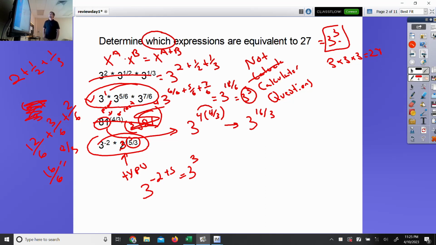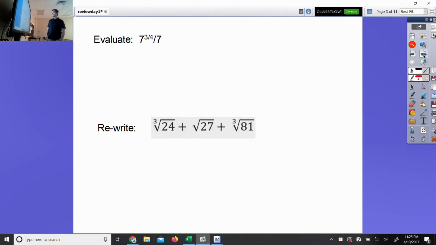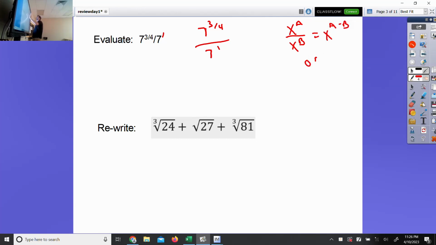All right. The board will agree with me, and I wish it would, because it's almost 11:30. Evaluate 7 to the 3/4 over 7. By the way, that 7 is 7 to the first, and if you write this as a proper fraction, I just didn't have time to type everything up nicely. I'm thinking about the rule x to the a over x to the b. Now, there's a couple ways of doing this. You can do x to the a minus b, or you can do 1 over x to the b minus a.